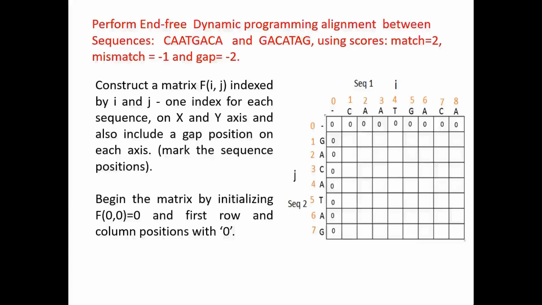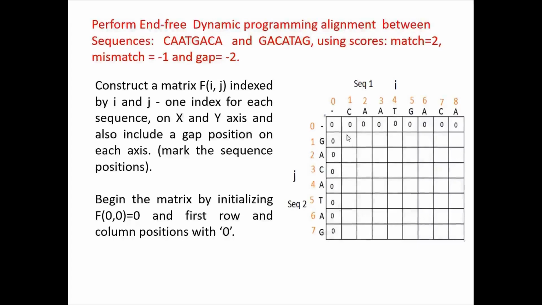Given two DNA sequence stretches and scores of match, mismatch and gap penalty, let's see how to do an end-free alignment. For this, first construct a matrix of Fij indexed with i and j, one index for each sequence on the x and y axis. As shown here, include a gap position on each axis and then write the sequences. Later, mark the sequence positions. Begin the matrix by initializing the F00 position as 0 and also fill the first row and first column positions with 0. This is to make sure that during sequence alignment, the end gaps have no penalty.